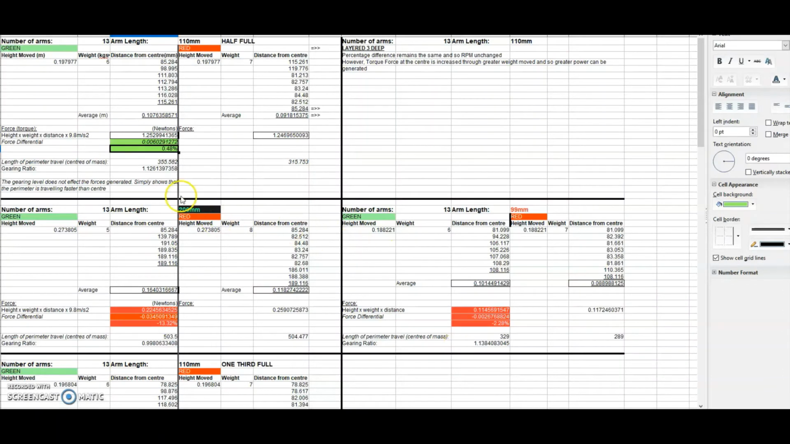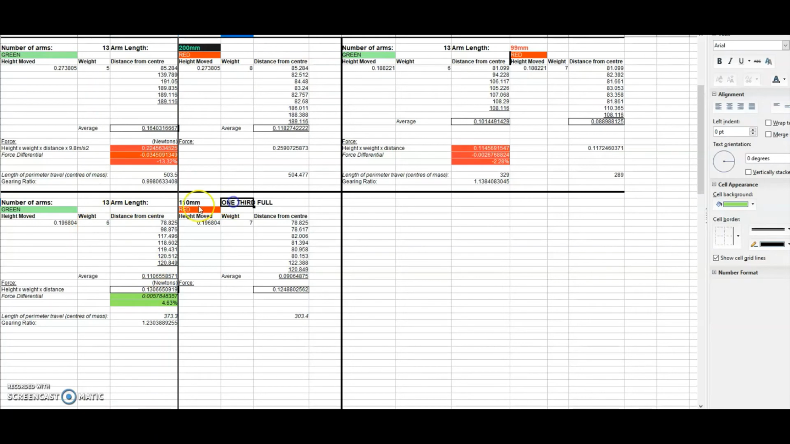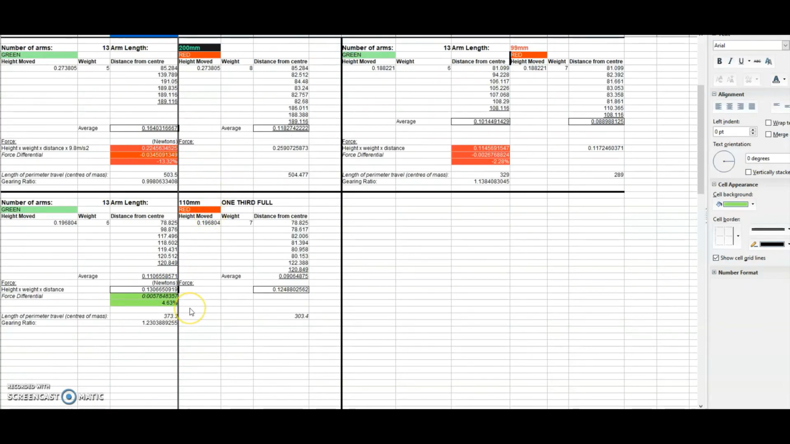So if we go back to the spreadsheet, and you can pause this if you need to double check the figures, we now have 1/3 full and 13 arm length, same as we had before, and these are the new figures that we've plotted from there. This now gives us a 4.63% difference to the positive from the forces.